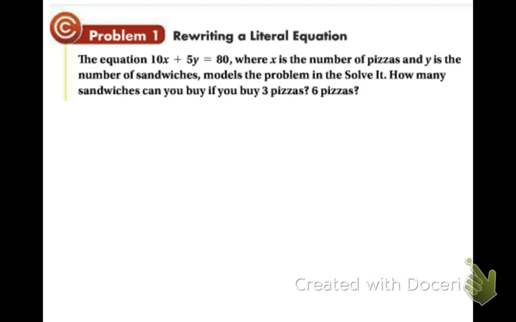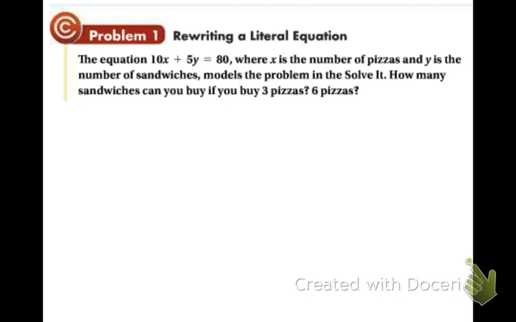All right, so this is the first problem, problem 1 of part 1.5 part 2. We just did the introduction, and let's do the first problem. The first problem on rewriting a literal equation.